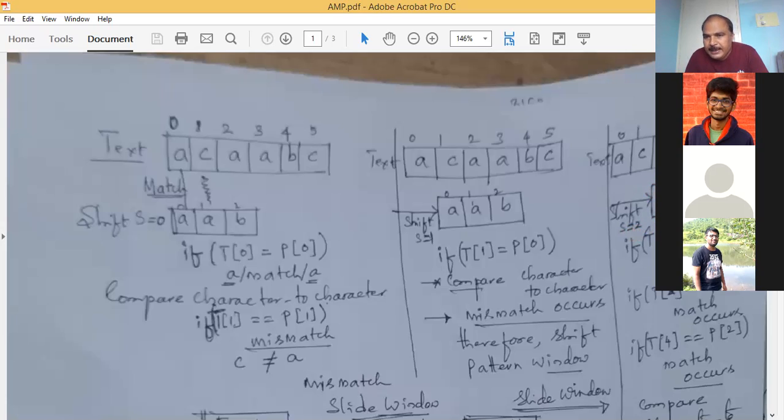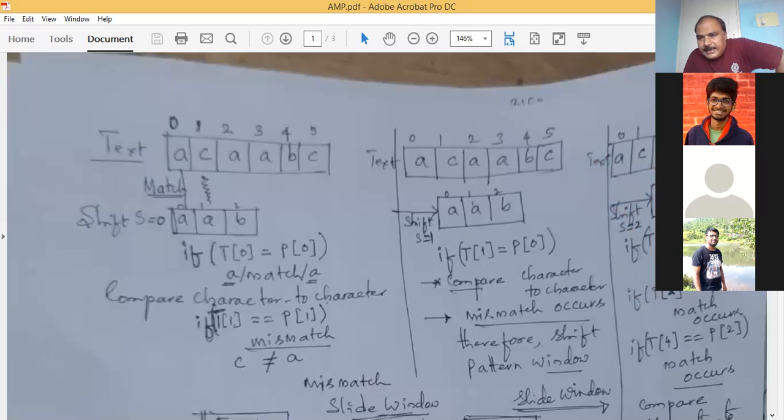Now again you compare character to character. T of 2 is compared with P of 0, a character of the text compared with a character of the pattern. There is a match between the A, the character of the pattern, and the character of the text. So when a match occurs, increment the index of the text and increment the index of the pattern.